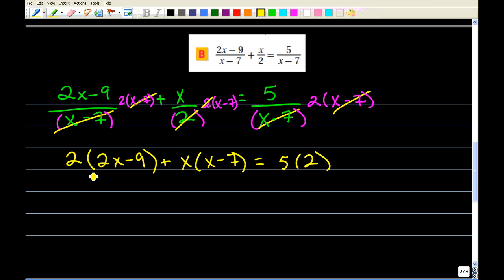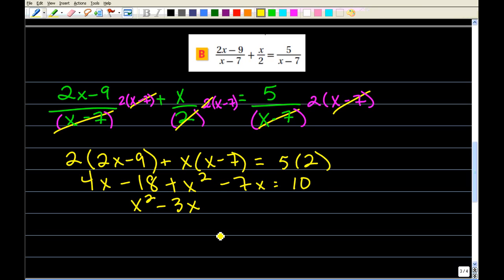So at this point, if I distribute out, I'd have 4x minus 18 plus x squared minus 7x equals 10. If I collect like terms and get it on one side, let's see, we've got an x squared. 4x minus 7x is a negative 3x, and then we have a negative 18. Subtract over the 10, we get negative 28.